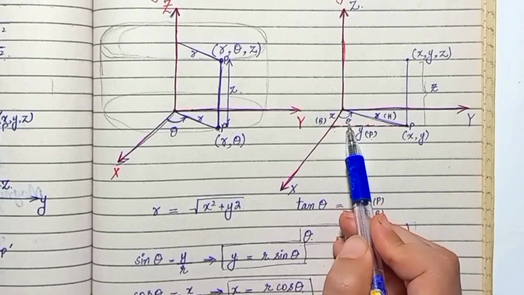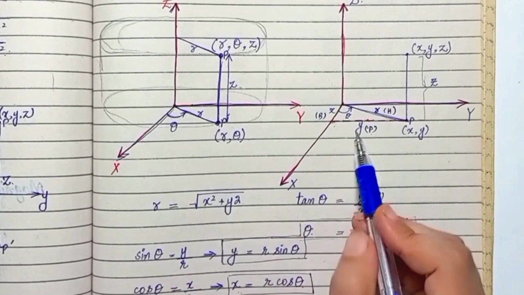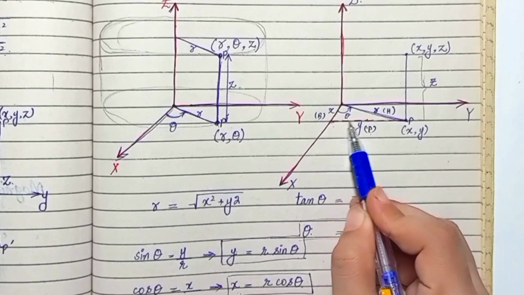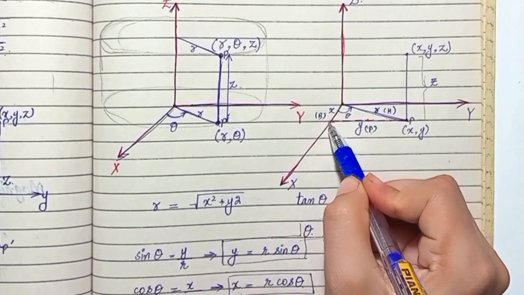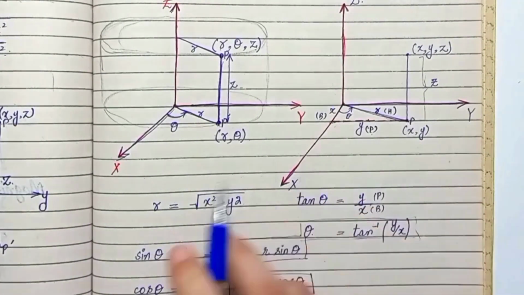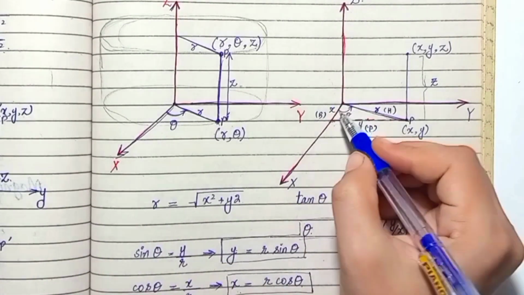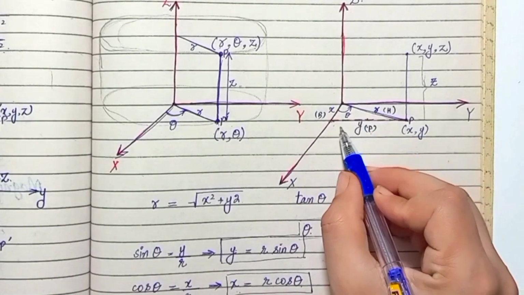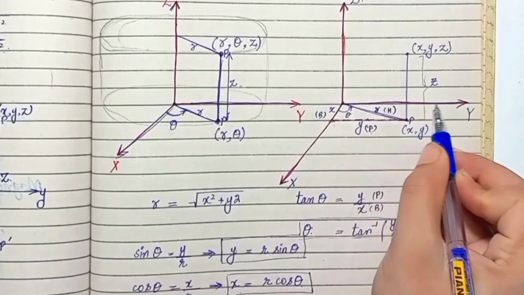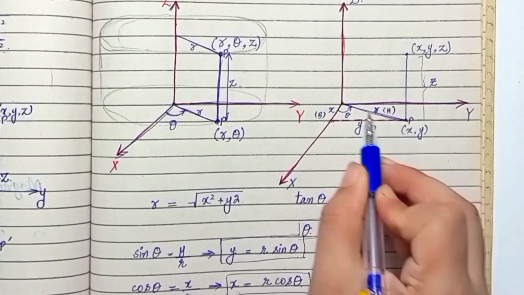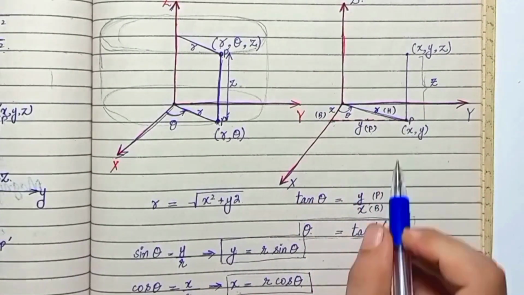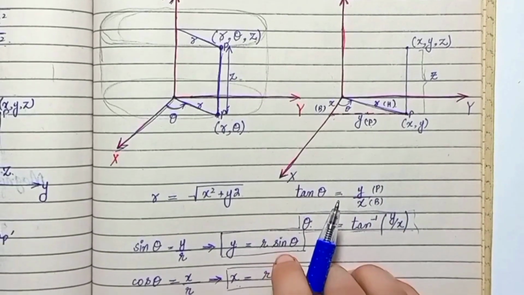This triangle has angle theta. This will become the perpendicular of the right angle triangle. Here is the base of the right angle triangle and this is the hypotenuse of the right angle triangle. The base is along the x-axis, so it will be called x. The perpendicular is parallel to the y-axis, so it will be called y. And this is r, which will become the hypotenuse of this right angle triangle.